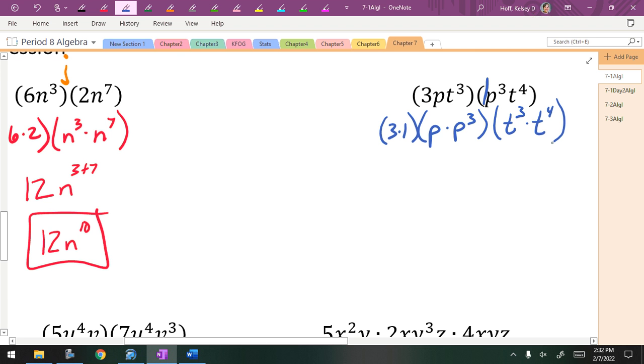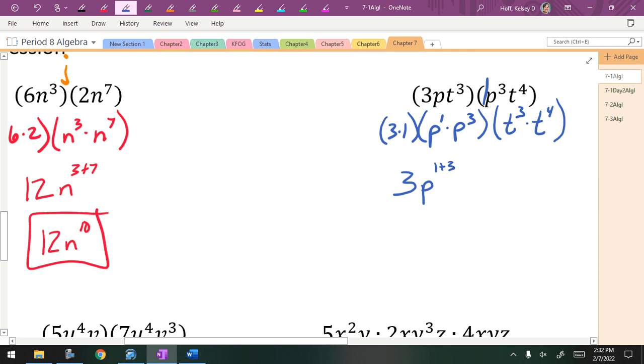Multiply your coefficients. 3 times 1 is 3. Keep your base. What's your first base? P. Add your exponents. What are your two exponents? 1 and 3. Anything to the 0 power, we talked on Friday, is 1. So if it was written to the 0 power, it wouldn't be there. This is just like when you have a coefficient of 1 that's not always written. So we really have 1 plus 3.